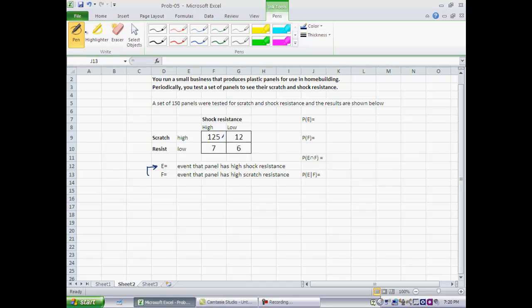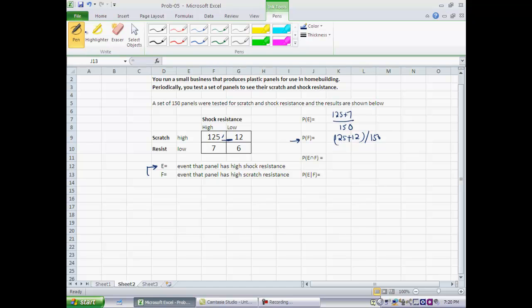The number of outcomes in the event E, that it has high shock resistance, is simply 125 plus 7. And since there are 150 outcomes in the sample space, the probability is simply 125 plus 7 divided by 150, or 132 divided by 150. Similarly, the probability of F, that the panel would have a high scratch resistance, is simply 125 plus 12 divided by 150, right? Because that's 125 plus 12. Those are the panels that tested high for scratch resistance.